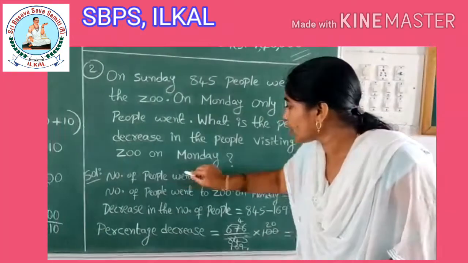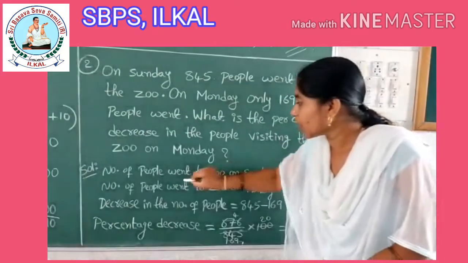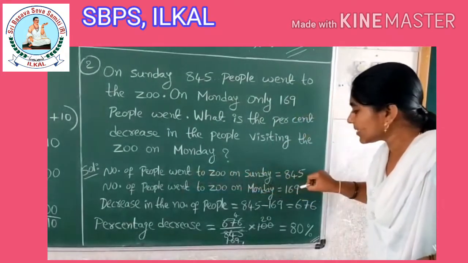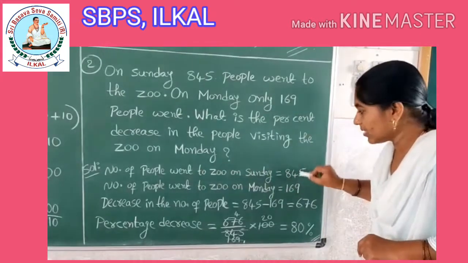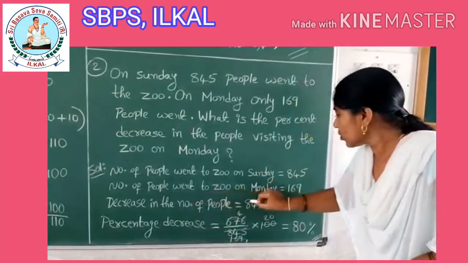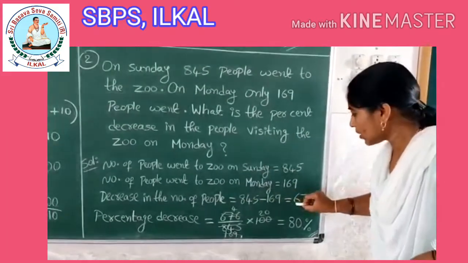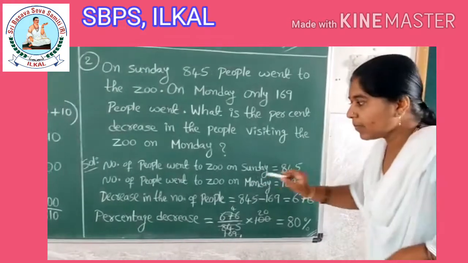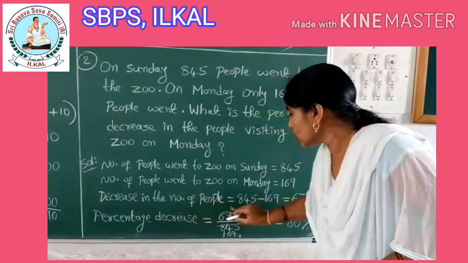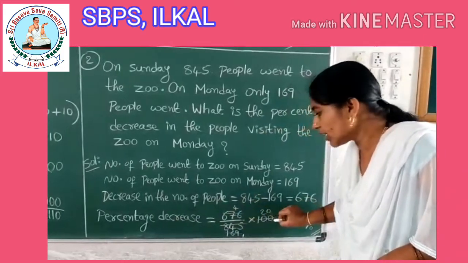Solution. The number of people who went to the zoo on Sunday is equal to 845. The number of people who went to the zoo on Monday is equal to 169. It is the given data. Decrease in the number of people is equal to 845 minus 169, which is equal to 676. Percentage decrease is equal to 676 divided by 845 into 100.